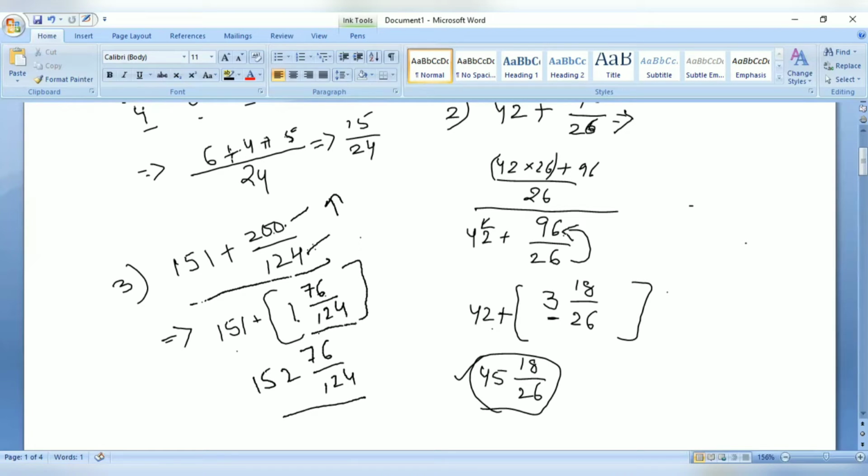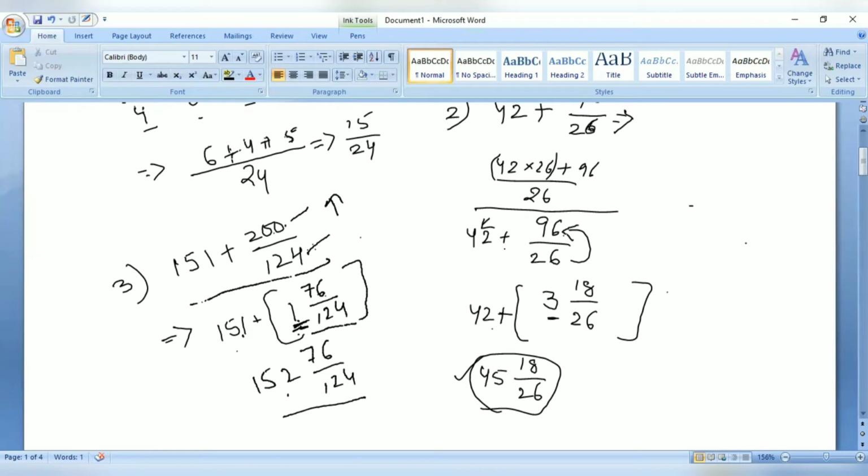This is called a mixed fraction. Okay, so we are representing this in a mixed fraction manner. So whatever is the value that we obtain here, that is to be added to the previous value and maintain the fraction as it is. So 1 is the carry here. So 151 plus 1, 152. Write this 76 by 124 as it is.